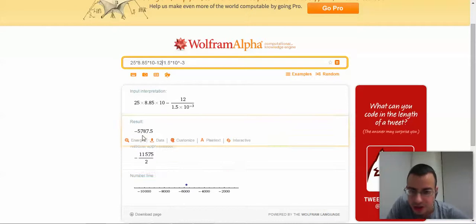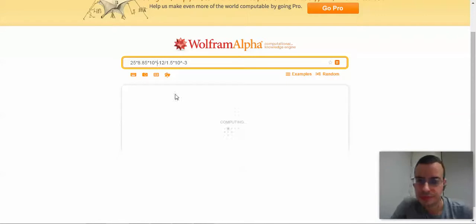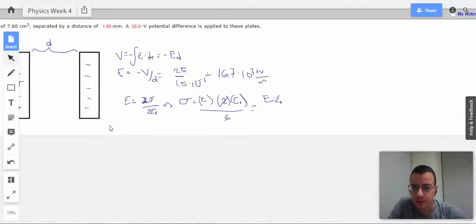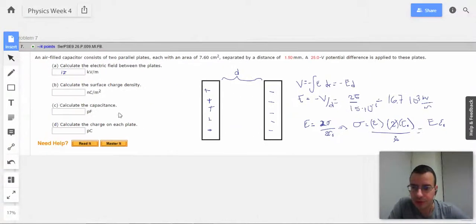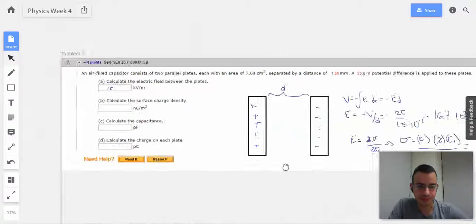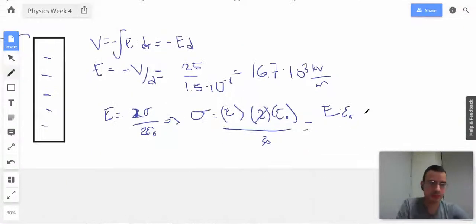And this gives us, that's pretty small. Let's see what they're looking for. Nanocoulombs. Okay, yeah. So I'm going to say 147 nanocoulombs per square meter. There we go. That seems almost reasonable.